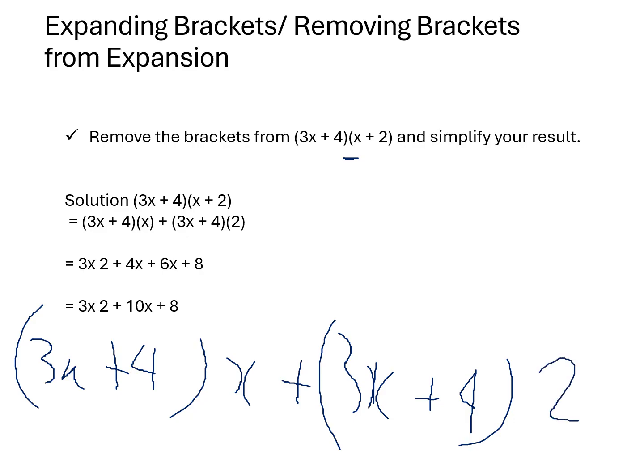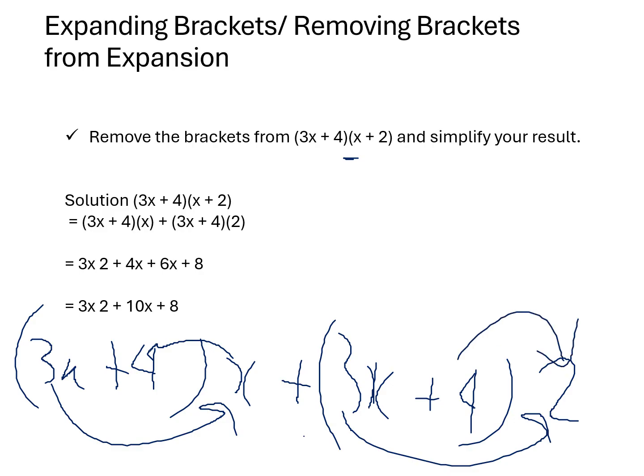Right? Now we're going to do 3x times the x is 3x squared. You're going to multiply the x by the 4, 4x, right? Plus 3x times 2, 6x, 4x times 2, 8. Right? And then they group like terms together and add. Right? There's no subtraction in this one.